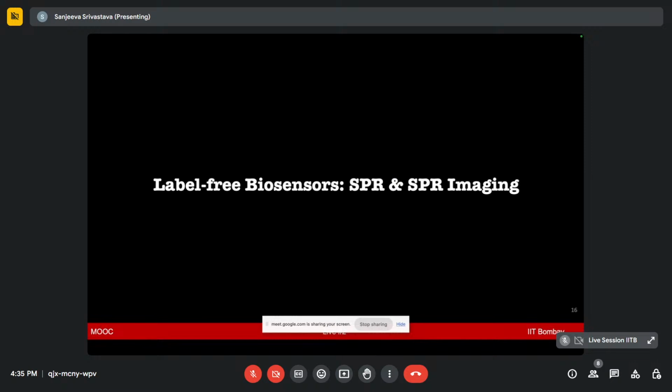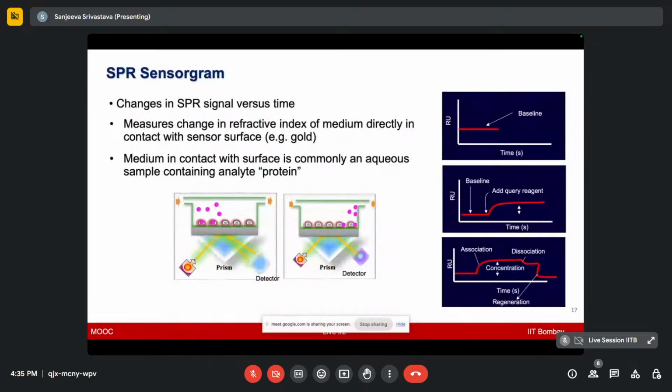So while you can see a yes or no answer from the microarray fluorescent-based technology, you cannot get very clear binding or kinetic data from that activity. Therefore, many types of label-free biosensors are being utilized. One of them is surface plasmon resonance, which is a very commonly used technology.